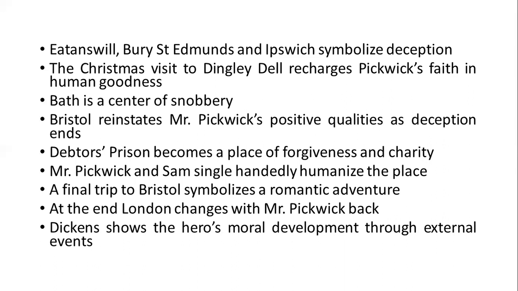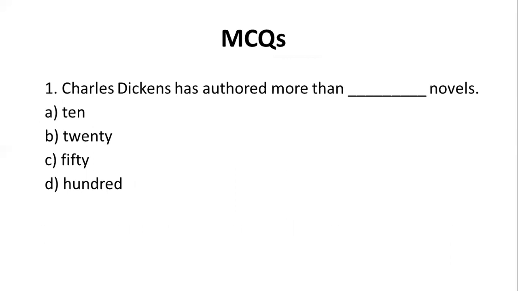At the end, London is seen changing with the return of Mr. Pickwick. As we have already seen, London is the main place where almost all the action of the novel takes place. So finally, when Mr. Pickwick ends there, London changes. Dickens shows the hero's moral development through external events.